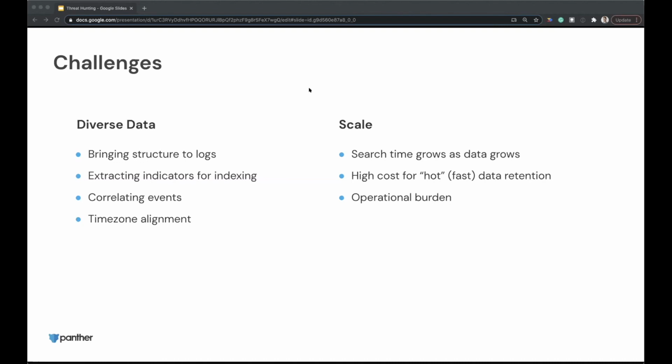It's this idea of creating fact tables. And again, this is a very common thing in business intelligence that we're now starting to apply towards security. So it's going to make our lives as incident responders a lot better.